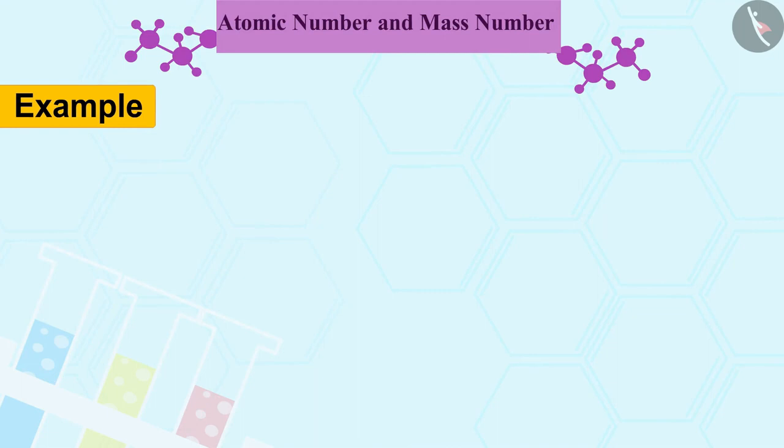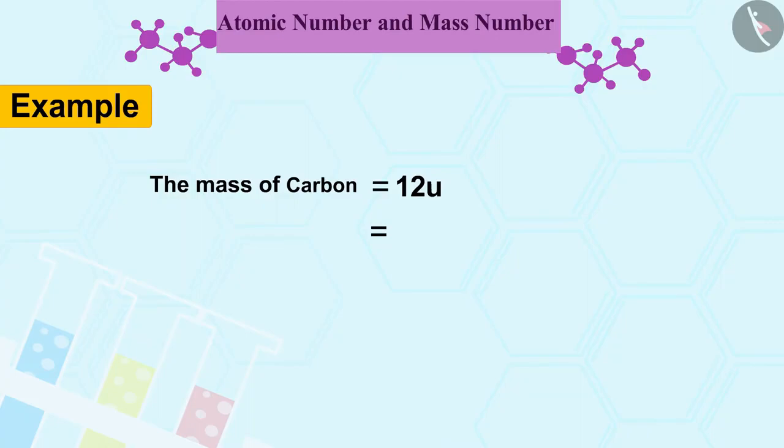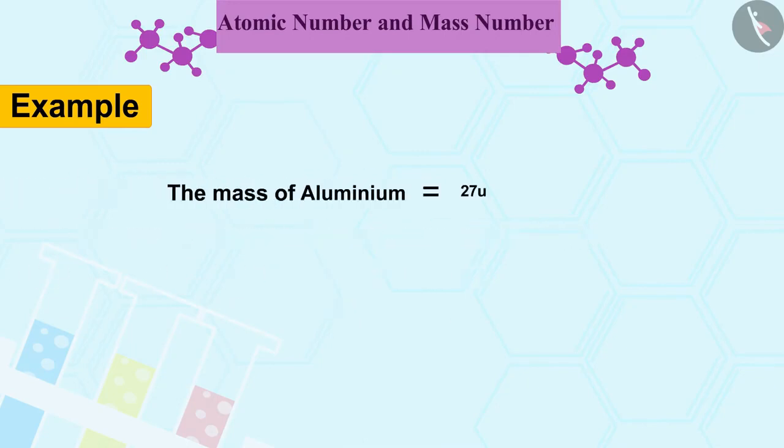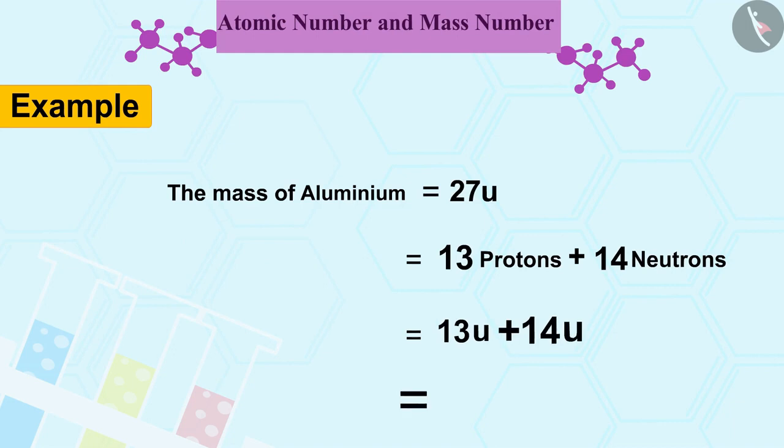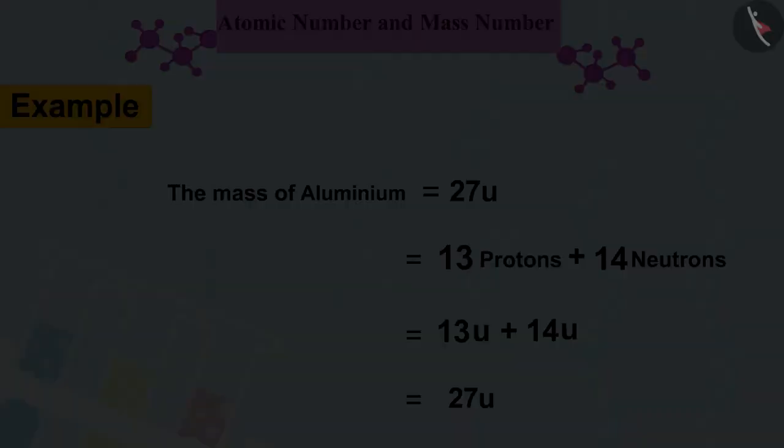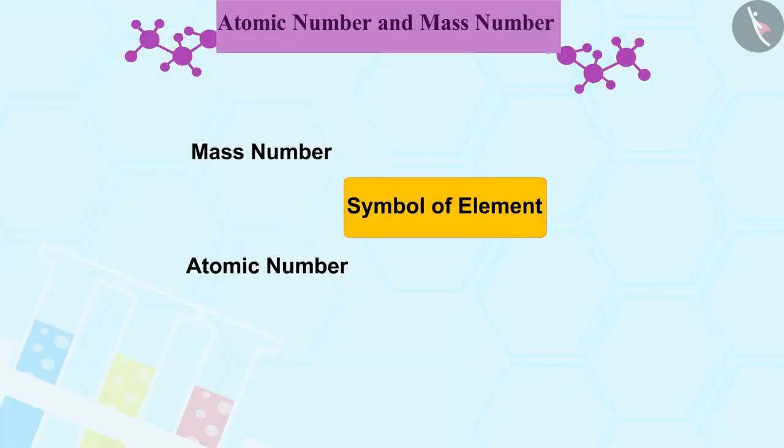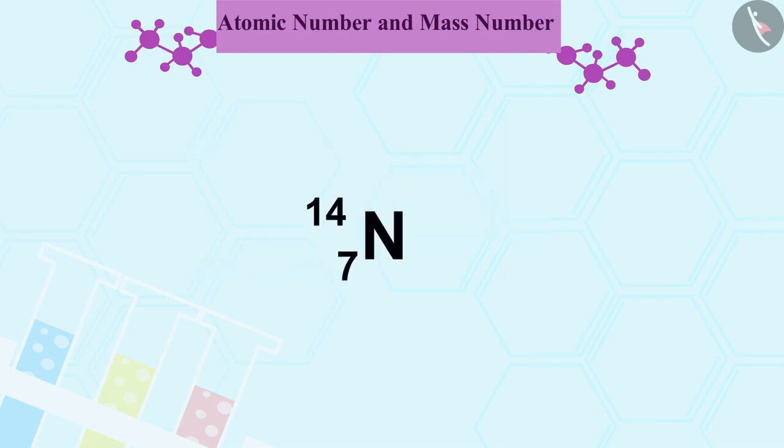For example, the mass of carbon is 12 u because it consists of 6 protons and 6 neutrons. Similarly, the mass of aluminium is 27 u because it has 13 protons and 14 neutrons. In the notation for an atom, the atomic number, mass number, and symbol of the element are to be written as follows, such as nitrogen is written like this.